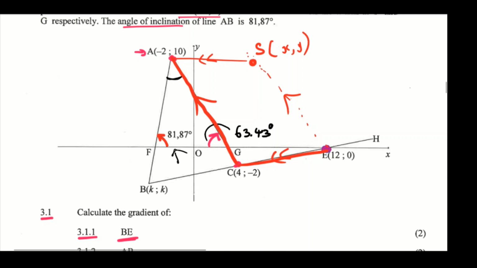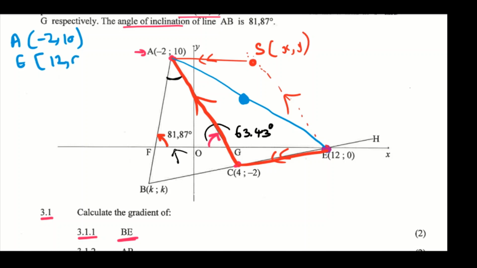And what we are looking for is the coordinates of the intersection of the diagonals. If we consider this as one of the diagonals, to find the coordinates we need to find the midpoint of this line here, line AE. So if this is A, which is (-2, 10), and this is E, which is (12, 0), then the midpoint: we add all x values and divide by 2, so it's (-2 + 12) divided by 2. We're going to get 10 over 2, which is equal to 5.